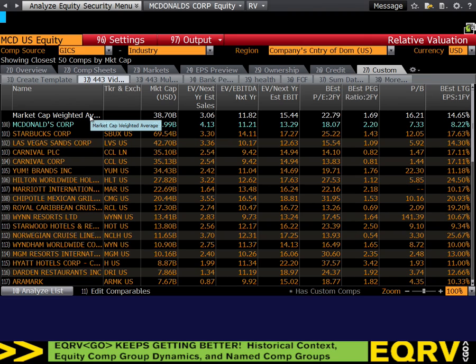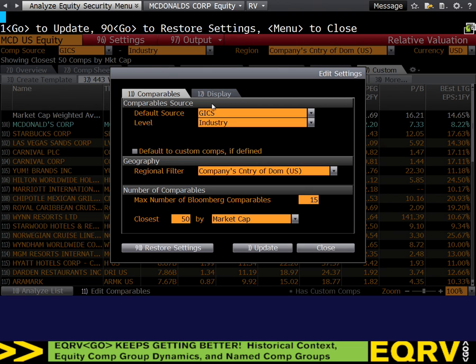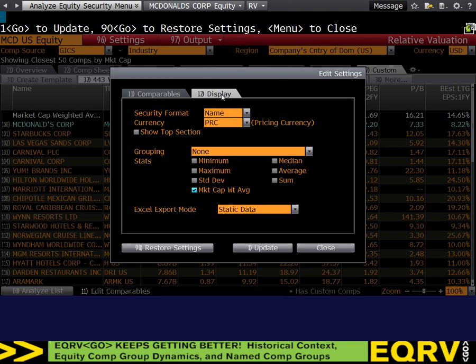To get the market cap weighted average, you go into settings, you click on display, and you check any stats that you want to default show. In this case, I already have checked and selected market cap weighted average. That way, anytime I go to a screen, it's always there. Okay? I could put in other ones, average, etc., but in this case, we want this one.